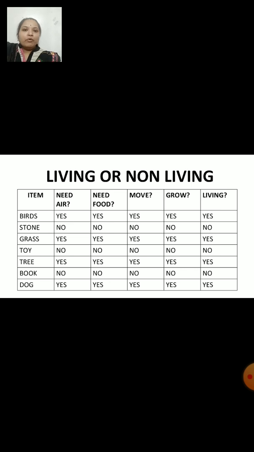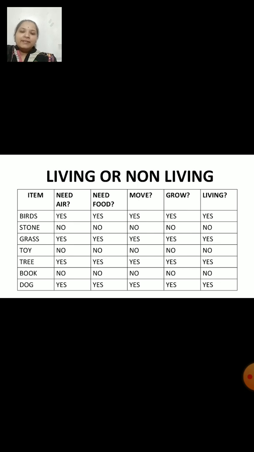Right. What about the stone? Does it need air? No. Does it need food? No. Does it move? No, it doesn't move on its own. Does it grow? Not at all. So, is it a living or non-living thing? No, it's a non-living thing.